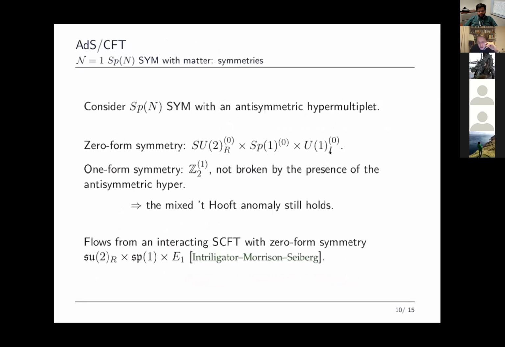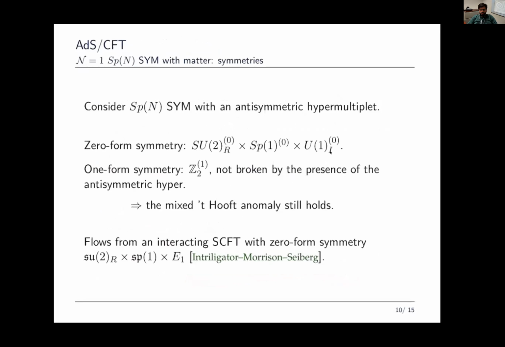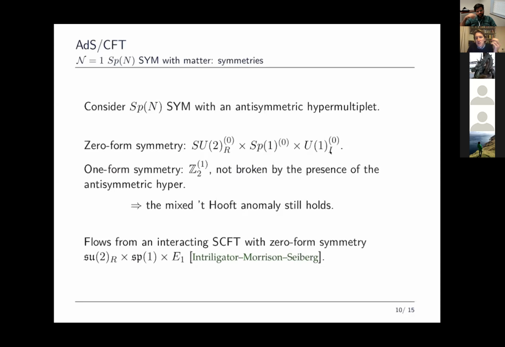Now, further information about the interacting fixed point may be gathered using large N methods and holography. We can't apply those to SU(2) gauge theory, so we consider a slightly different model. We consider super Yang-Mills with a symplectic gauge group. The anomaly is still there, as we'll see in a second. And we also add a hypermultiplet in the anti-symmetric representation, so we add some matter.